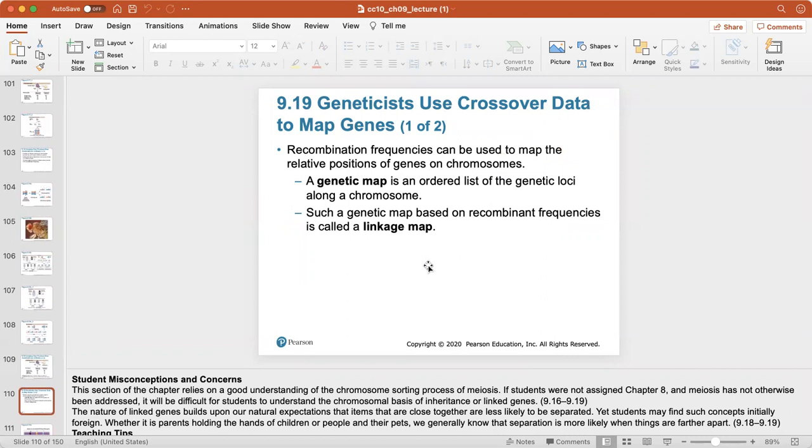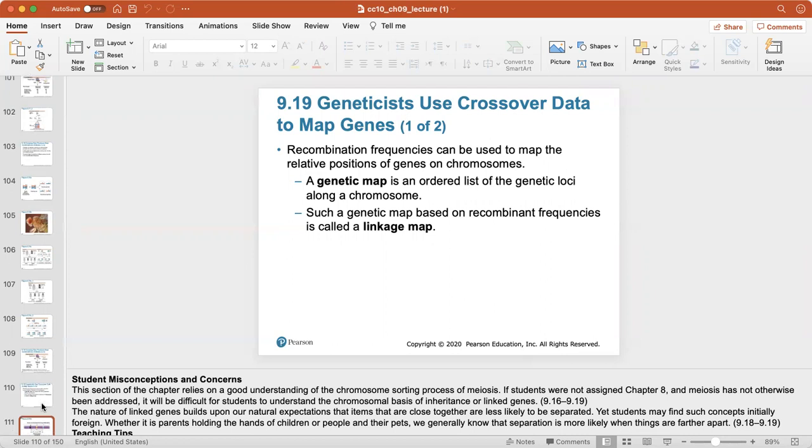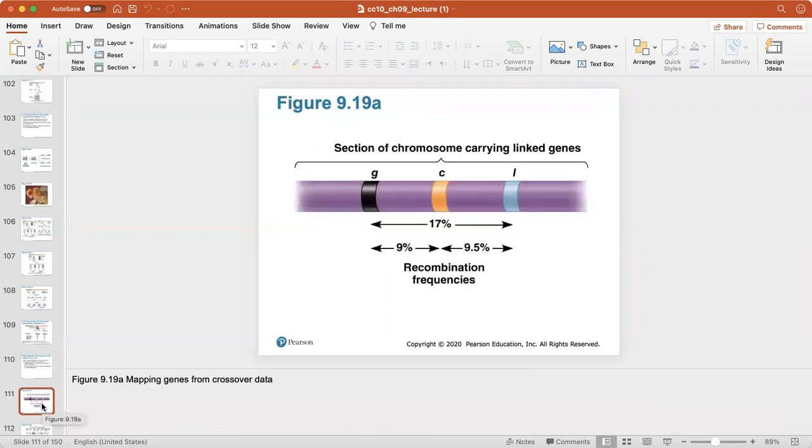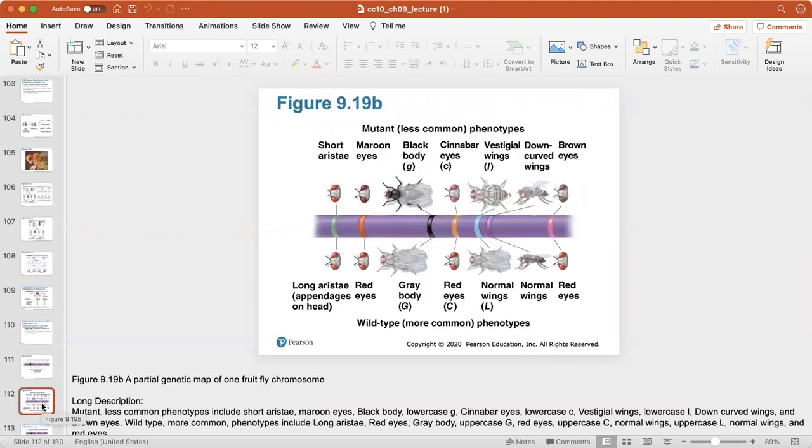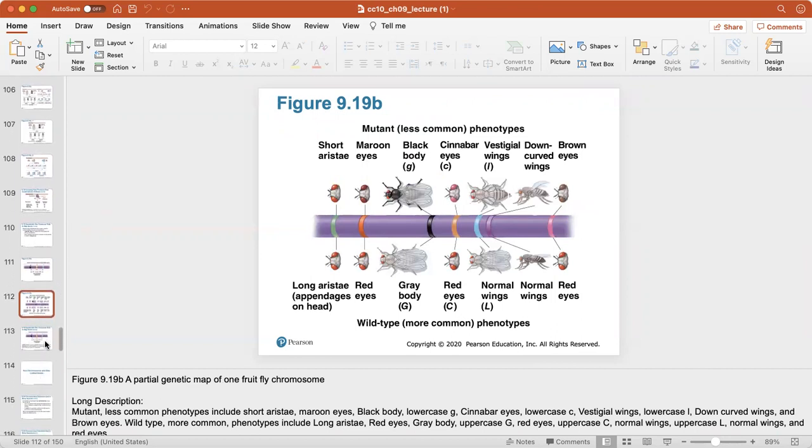Recombination frequencies can be used to map the relative positions of genes on chromosomes, and a genetic map is just an ordered list of the genetic positions along a chromosome. And a genetic map based on recombinant frequencies is called a linkage map. And this is just a look at how we can map genes from crossover data, showing how the different genes will have different spots on the genetic chromosome.